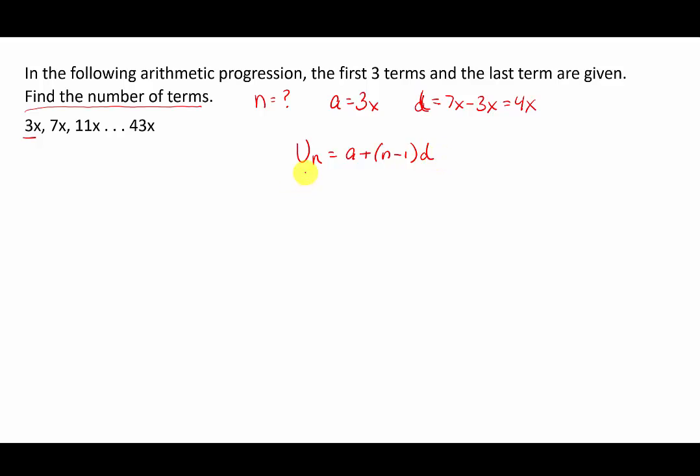And so we are trying to find the number of terms to get here. And since this is our last term, or the value of our term, that's actually u sub n. And we need to know how many terms it took to get there. So we're going to put 43x in place of u sub n. And a was 3x. And n is what we're trying to find, so that's going to stay in. And then D was 4x.